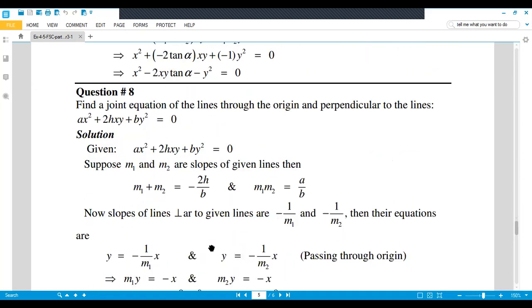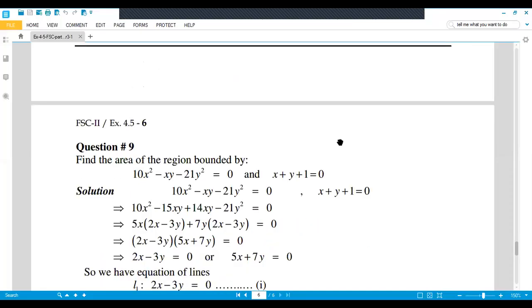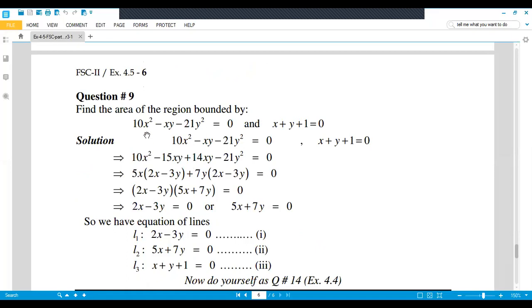Question number 8 is not included. Question number 9 is, find the area of the region bounded by these: one is a linear equation and the other is a homogeneous equation. Question number 9: 10x square minus xy minus 21y square equal to 0 and x plus y plus 1 equal to 0. This homogeneous equation we factorize by the PQ method.